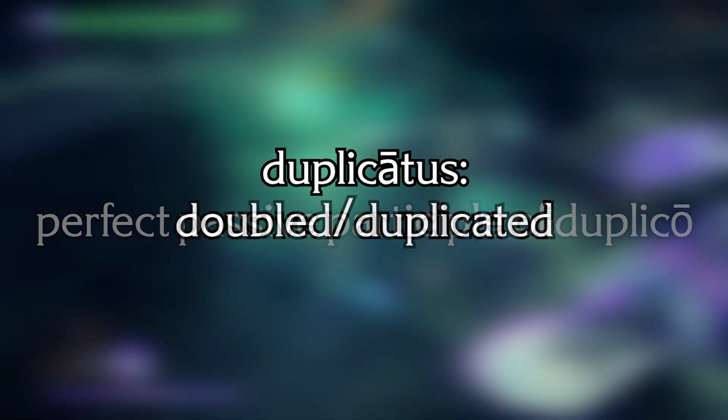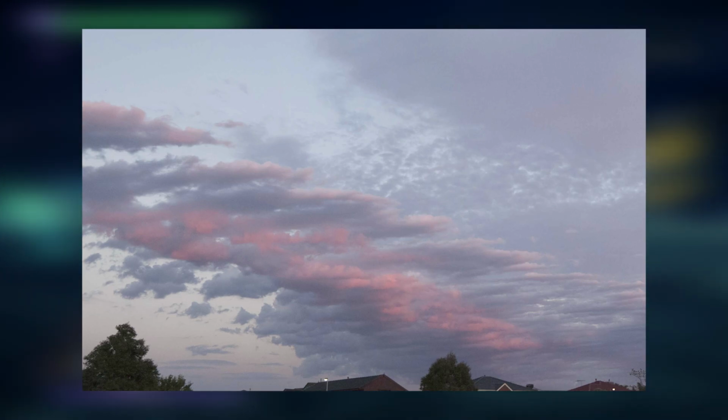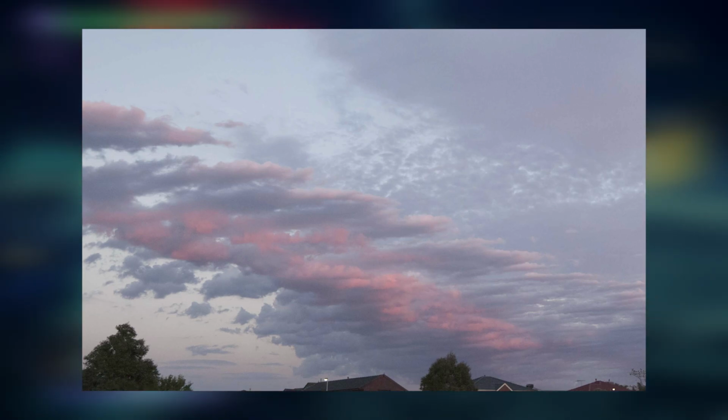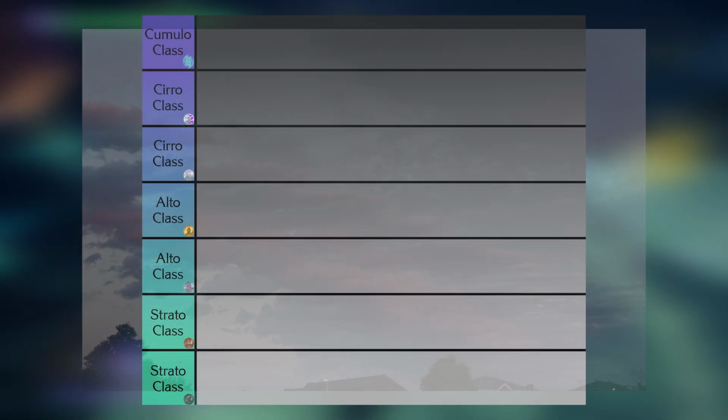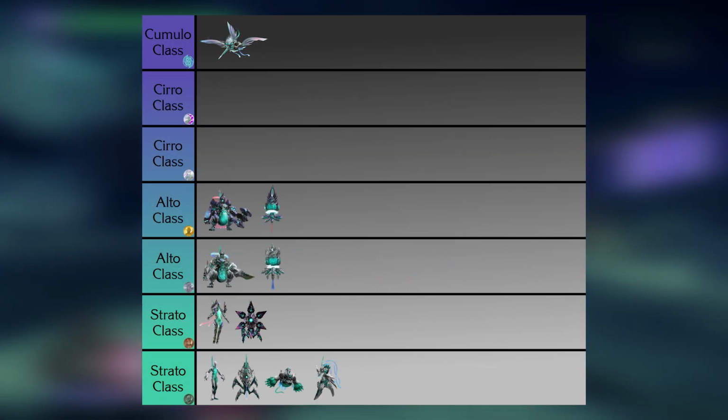Duplicatus means doubled or duplicated in Latin. Duplicatus clouds are clouds with overlapping layers. Basically, they look like clones being stacked on one another. Like I said, since Duplicatus is an upgrade, it will go in the Alto class and Aurum subclass.